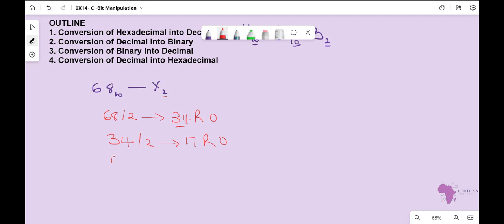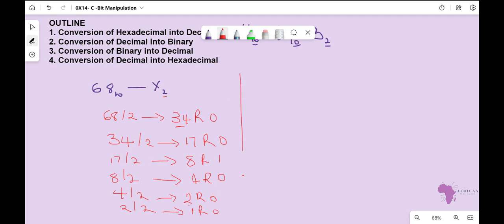Then we divide again 17. 17 divided by 2 is equivalent to 8, remainder 1, because 8 times 2 is 16 plus 1 is 17. So let's come to the other one, which is 8, divided by 2, which will give us 4, remainder 0. Then 4 divided by 2 will give us 2, remainder 0. We have 2 here, so 2 divided by 2 will give us 1, remainder 0.